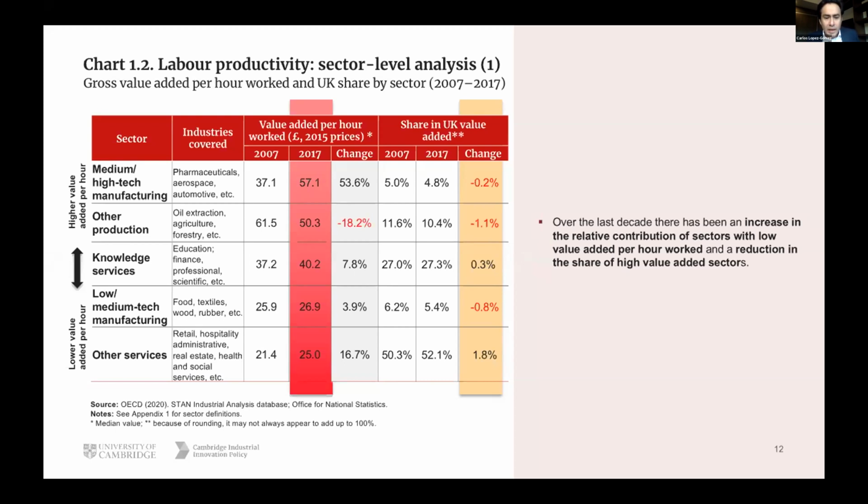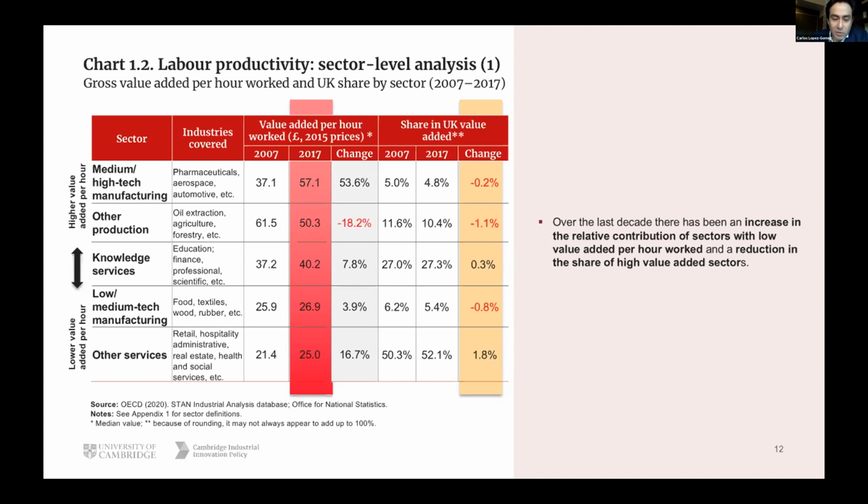And the same we observe for extraction of crude petroleum and natural gas within other production. It also reports the highest value added per hour across the whole economy, but its contribution has declined by 60% over the last 10 years, reflecting the decline of UK oil and gas production, as well as drops in international prices. Of course, the performance of these two sectors has nothing to do with what we often think of when we talk about productivity in terms of efficiency. These are just two examples.